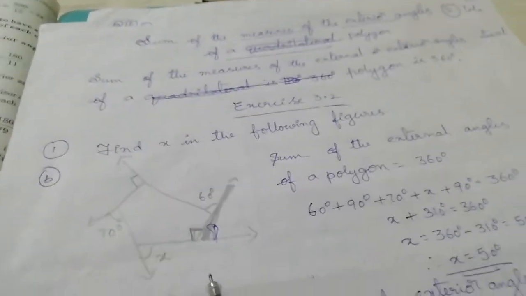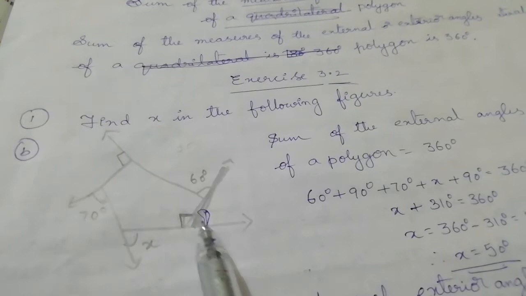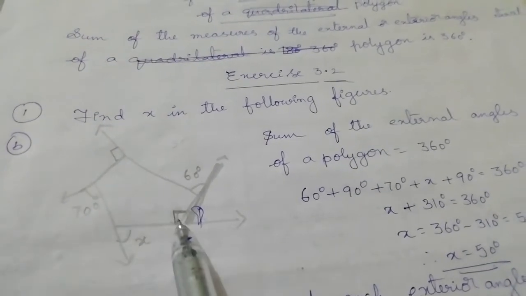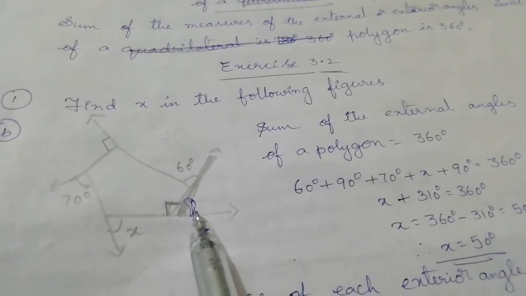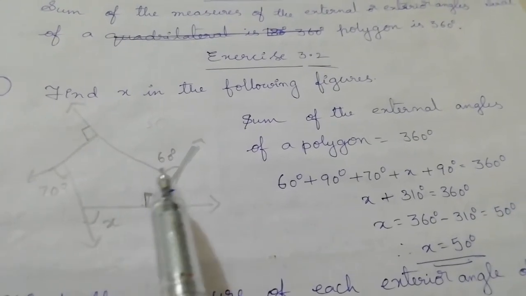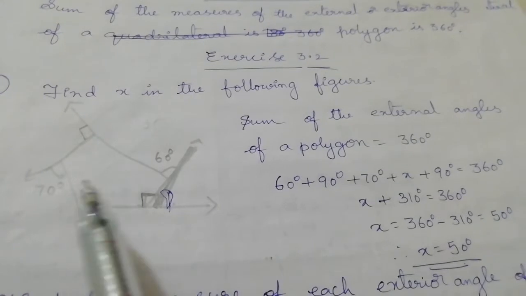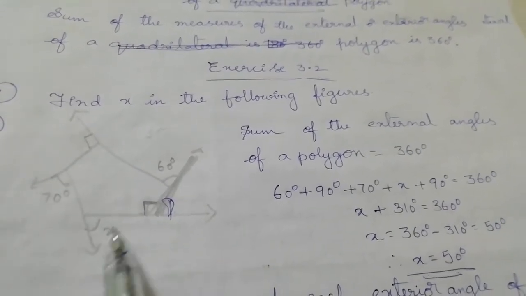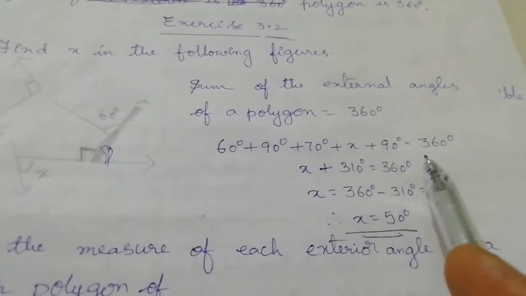So here interior angle 90 means this exterior angle plus interior angle is equal to 180 degrees. So this is 90 means this is also 90. So now we will add all these exterior angles. So 60 degrees plus 90 degrees plus 70 degrees plus x plus 90 degrees is equal to 360 degrees.